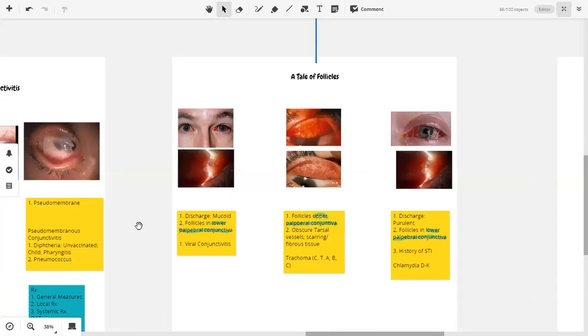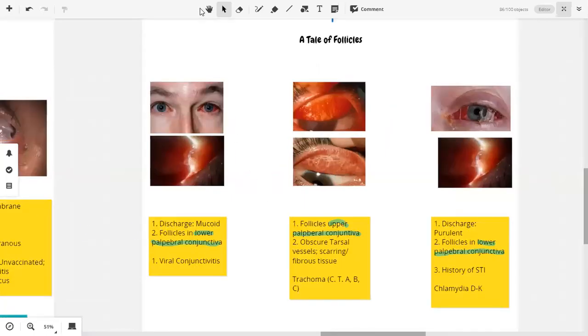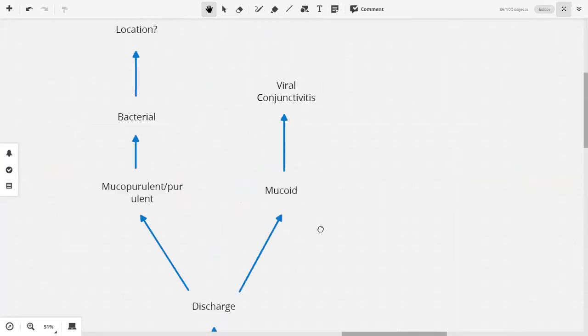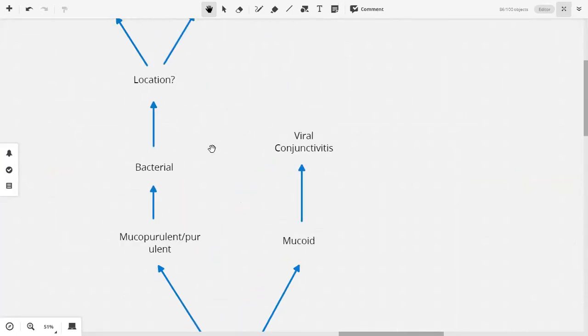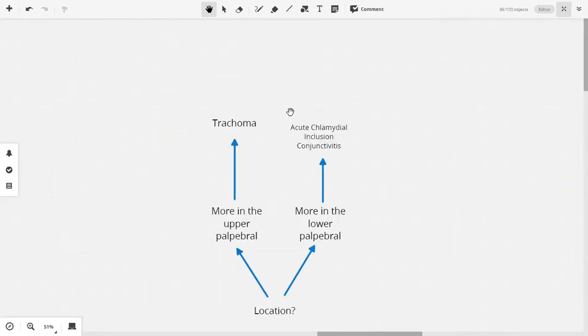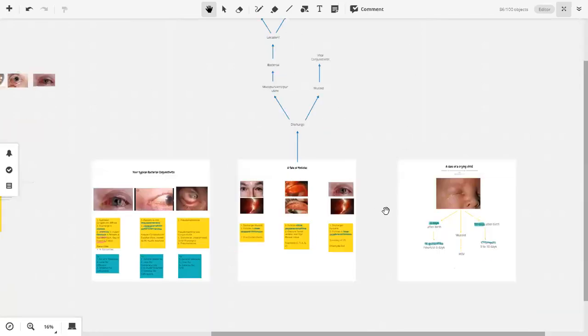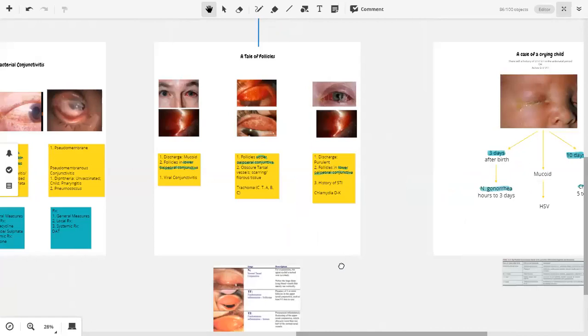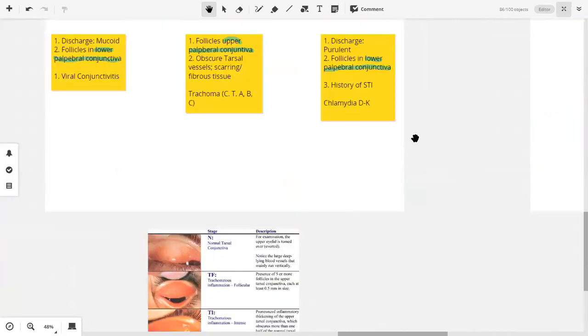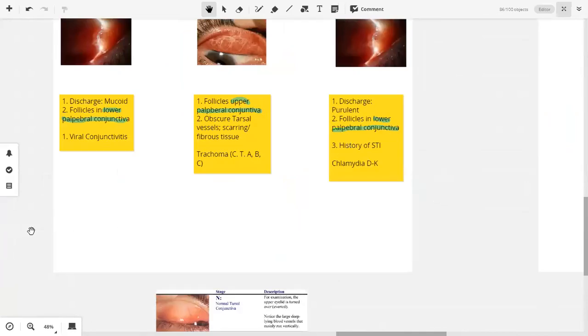Moving on to our second set, the tail of follicles. What is the treatment of viral conjunctivitis? We will discuss it when we go towards viral conjunctivitis. The other conjunctivitis is chlamydia. Both are caused by chlamydia, right? One is serotypes D through K, and the other is A, B, C. One is trachoma, and the other is acute inclusion conjunctivitis. But how will we treat acute inclusion conjunctivitis?